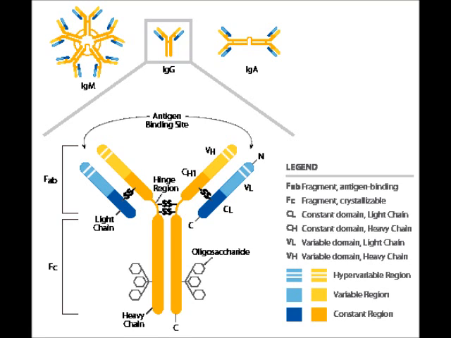Concerning their structure, immunoglobulins or antibodies are large, in the neighborhood of 150,000 Daltons, macromolecules. They're globular plasma proteins. They have a very distinctive Y shape, and we'll get into that in just a second here.